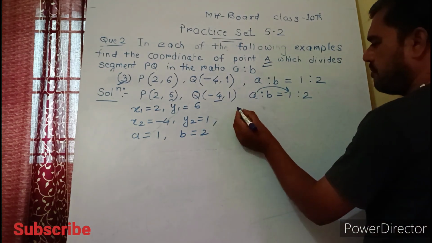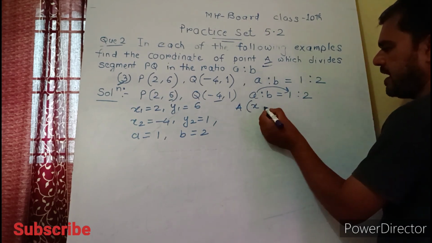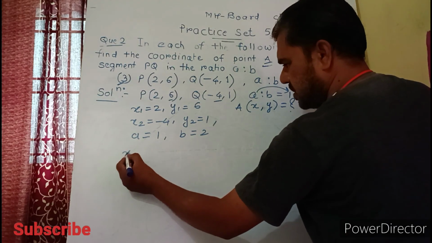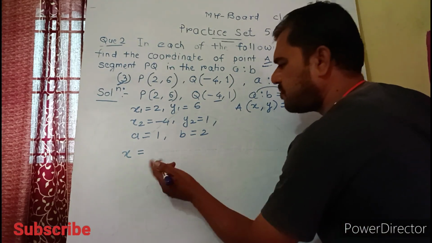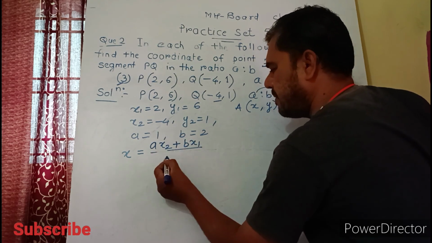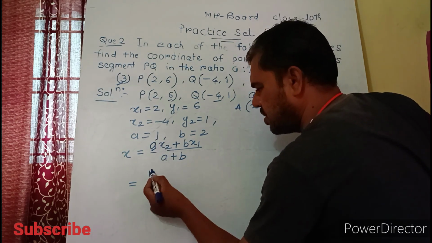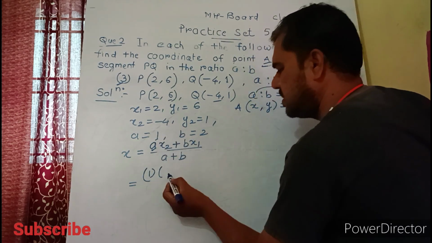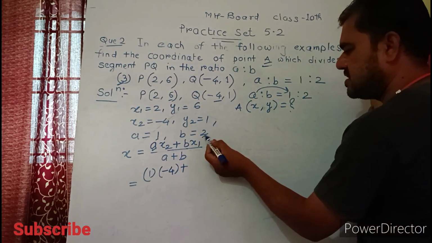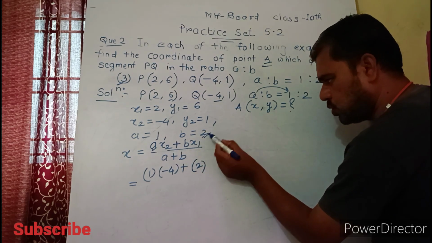Now we have to find the x coordinate of point A and the y coordinate of that point A. To find the x coordinate, x will be equal to a x2 plus b x1 divided by a plus b. Now by putting these values, the value of a is 1 into the value of x2, minus 4, plus the value of b, that is 2, put 2 instead of this b.